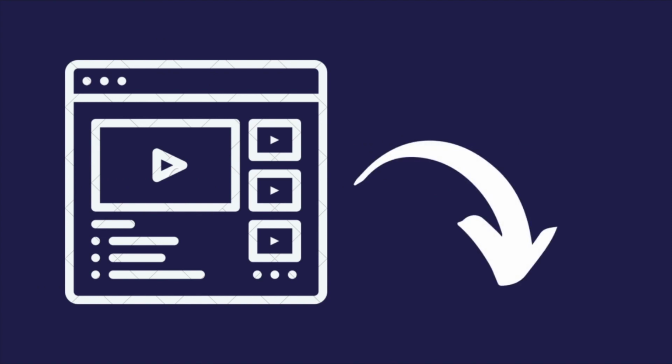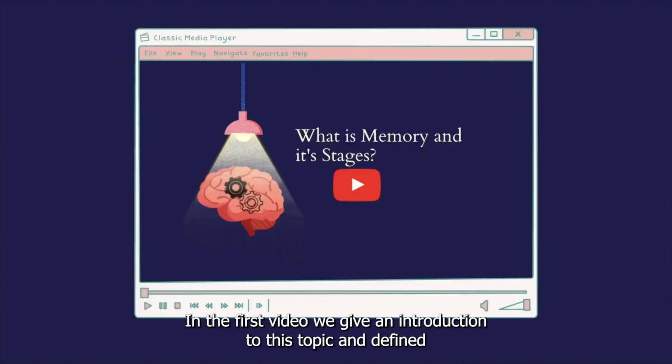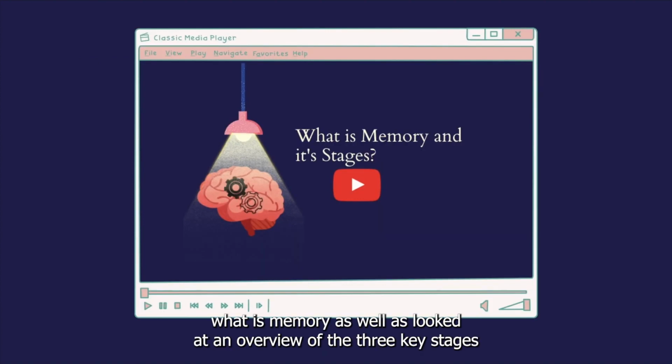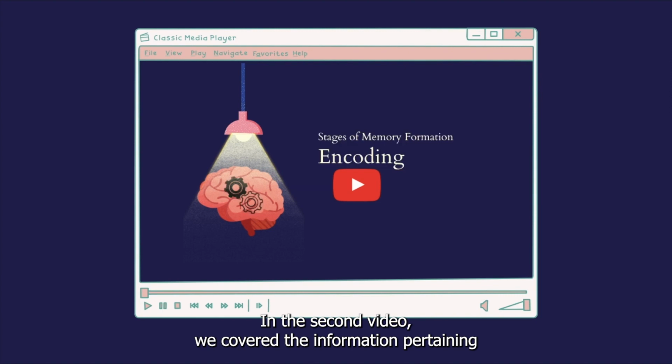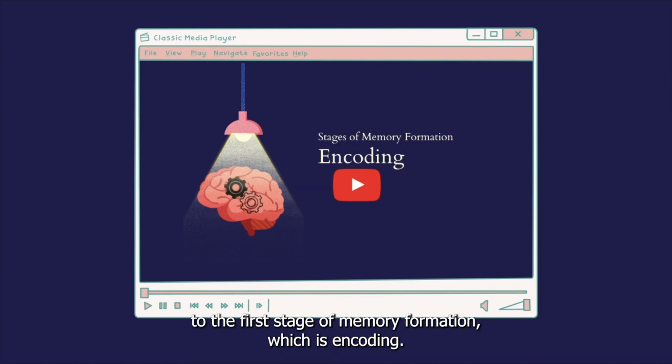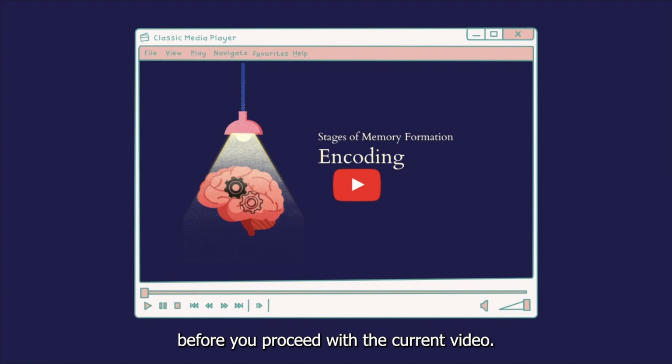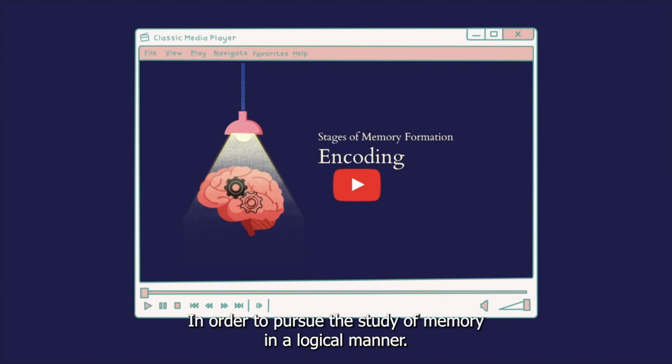We will cover two videos in the series. In the first video, we gave an introduction on the topic, defined what memory is, and looked at an overview of the three key stages that make up memory formation. In the second video, we covered the information pertaining to the first stage of memory formation, which is encoding. We highly recommend that you watch these two videos before you proceed with the current one, in order to study memory in a logical manner.